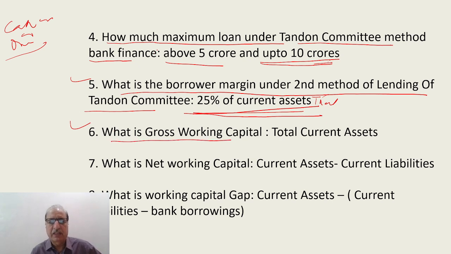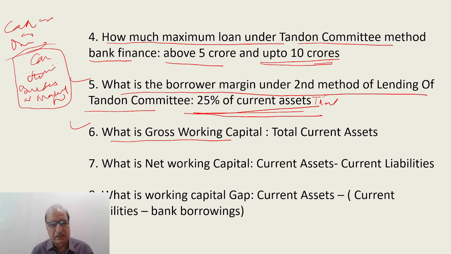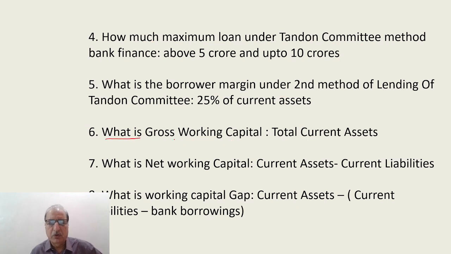Okay. Now coming to what is gross working capital. We are talking about working capital. What is working capital? The current assets required for the day-to-day working of the unit. That is basically current assets. Current assets can be cash, stocks, book debts, or marketable securities. So these are basically the current assets. The bank generally finances current assets. So what is gross working capital? Gross working capital is the total current assets of the firm.